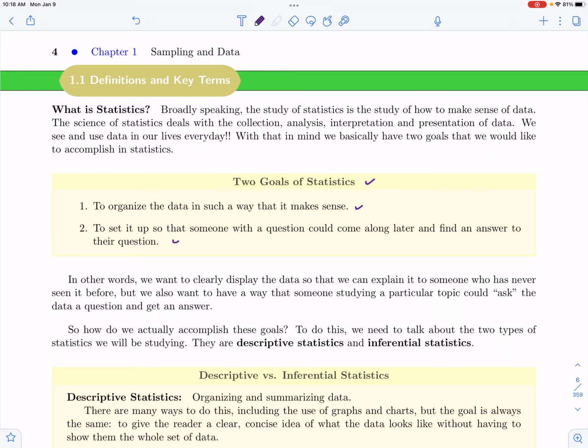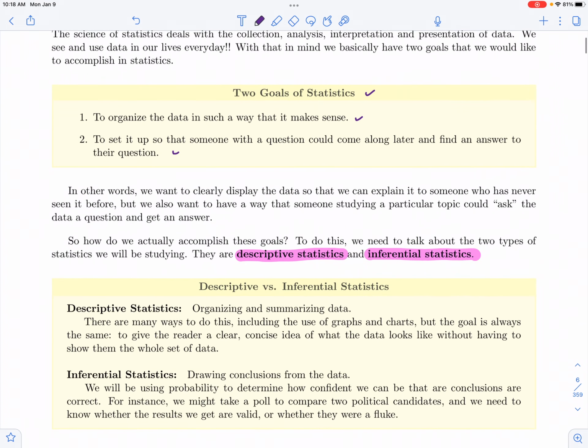So in statistics, it's going to be broken up into two different categories. We're going to be either talking about descriptive statistics or inferential statistics. Descriptive statistics is what we'll spend about the first half of the semester talking about. This is the way that we're going to organize and summarize our data. Again, this could involve graphs, it could involve charts, but ultimately we want to be able to move into numeric ways to do these as well.